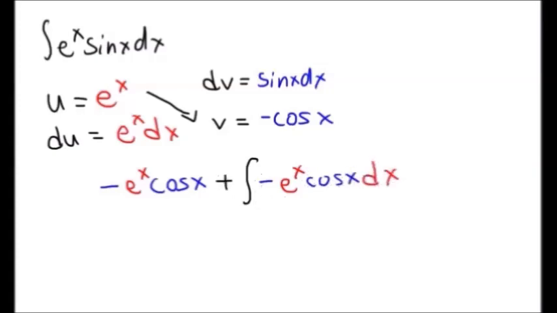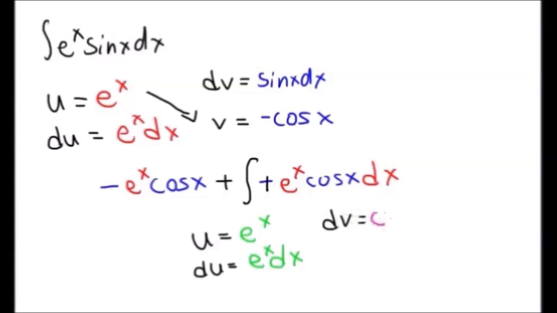Now recognizing we've just put ourselves into another integration by parts, we'll set u is equal to e to the x, giving us du is equal to e to the x dx, putting dv as equal to cosine x dx, giving us v as equal to sine x.